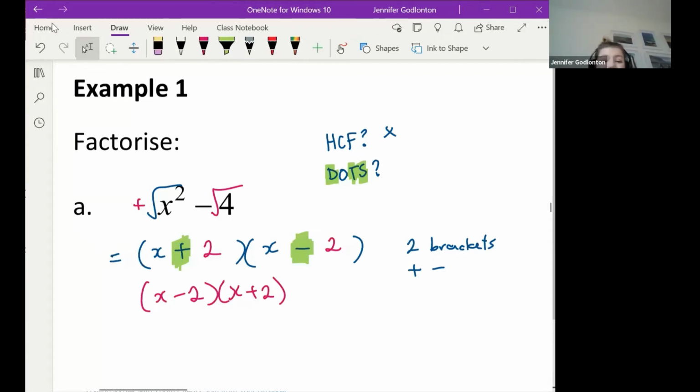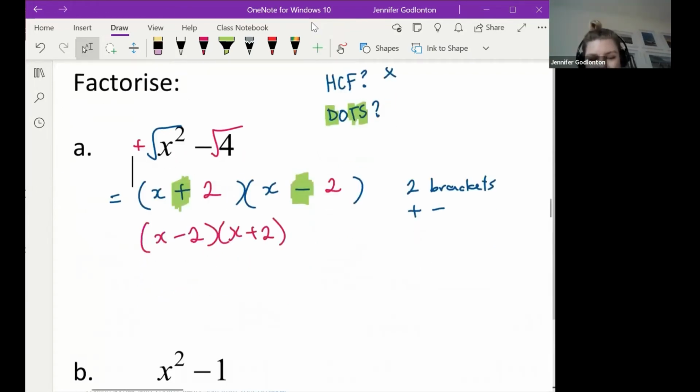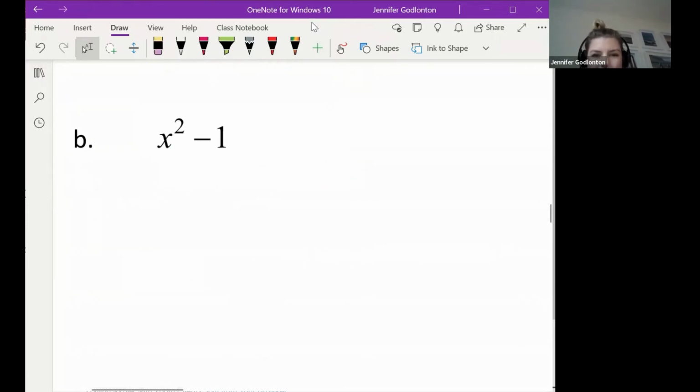Okay. So those signs will be consistent. They're never going to change for difference of two squares. You will never have 2 positives. You will never have 2 negatives. You will always have 1 plus and 1 minus. I'm glad you're getting there. Okay. Remember, we don't panic. We do it step by step.